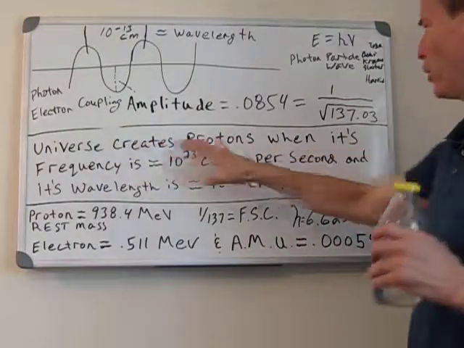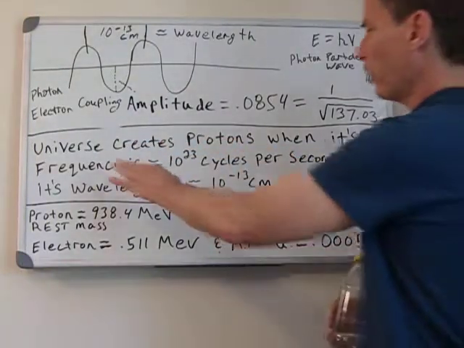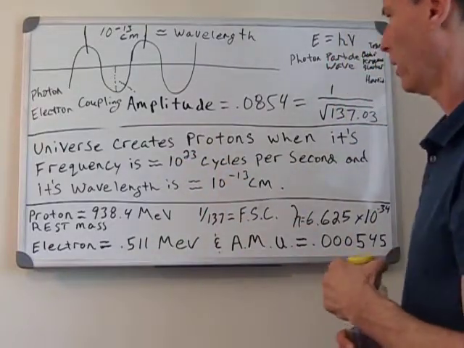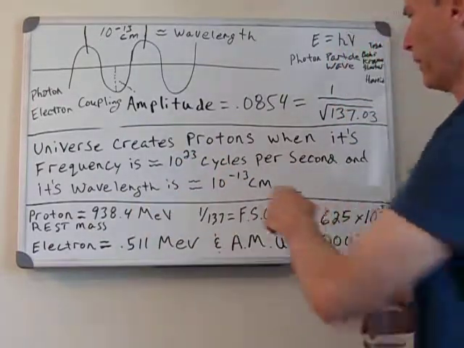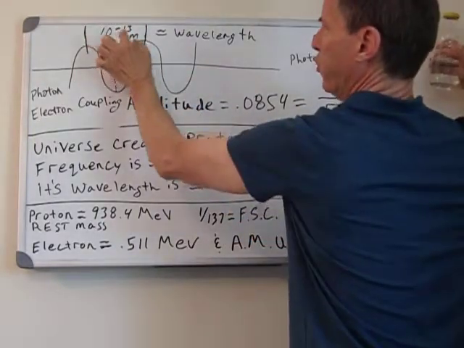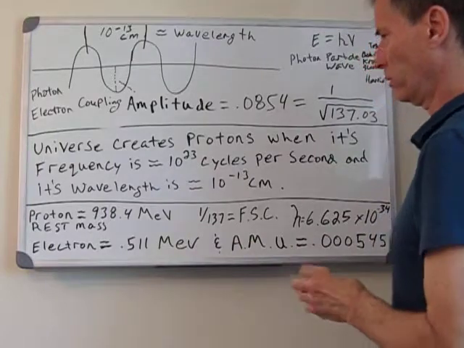We know that the universe creates protons when its frequency is approximately 10 to the 23rd cycles per second, and its wavelength is approximately 10 to the negative 13 centimeters. Its wavelength is really super small.